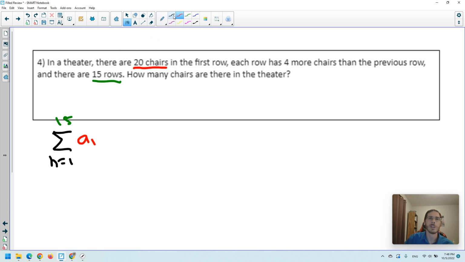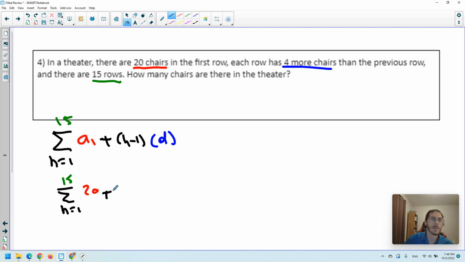We'll fill that in a little bit. I'll just get the general formula down. N minus 1. And we also know we have 4 more chairs than every other row. So we know that d is going to be 4. So when we plug this in, n equals 1 to 15. A1 is 20, n minus 1, and then d is going to be 4 in this case because we get 4 more chairs every time.